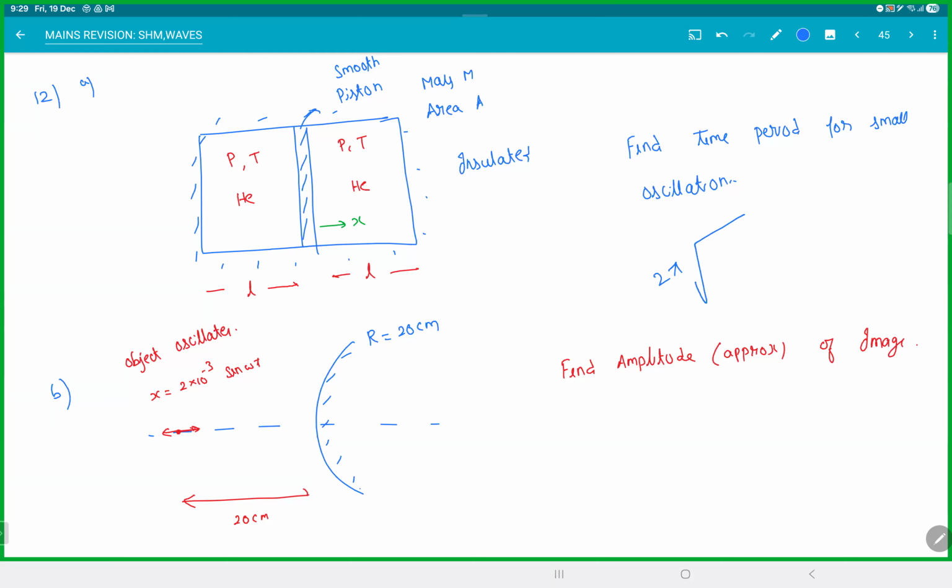2 pi root over (M plus m), where M is the mass of the block. You replace the spring's mass m by m/3. Check it out. We did that with the energy method.